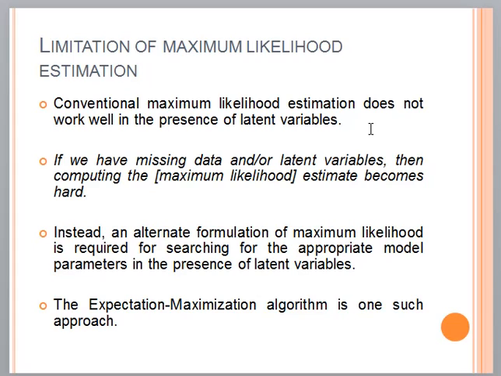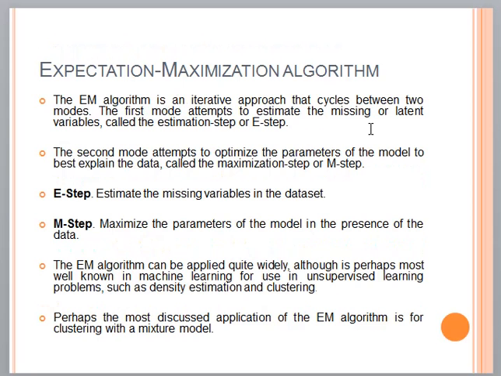Instead, an alternate formulation of maximum likelihood is required for searching for the appropriate model parameters in the presence of latent variables. And that alternative is the expectation maximization algorithm, which is also termed the EM algorithm, and we use this kind of approach when we have the issue of latent or missing values. So here are the basic steps of an EM algorithm.